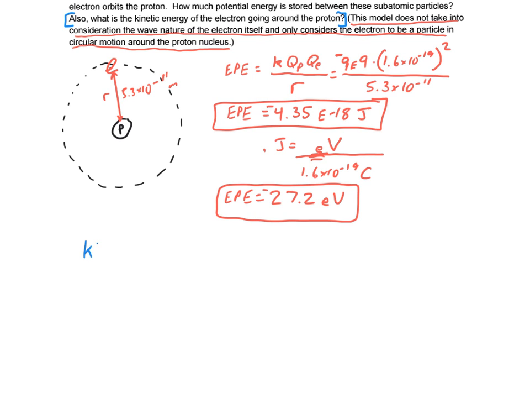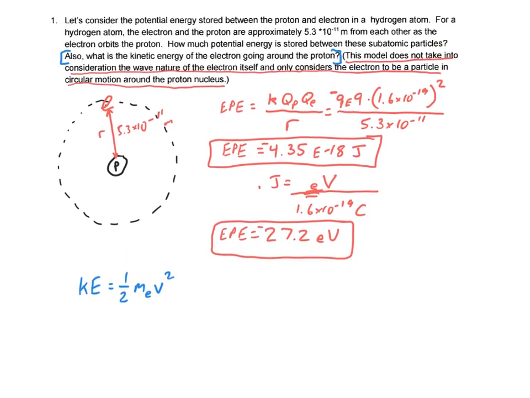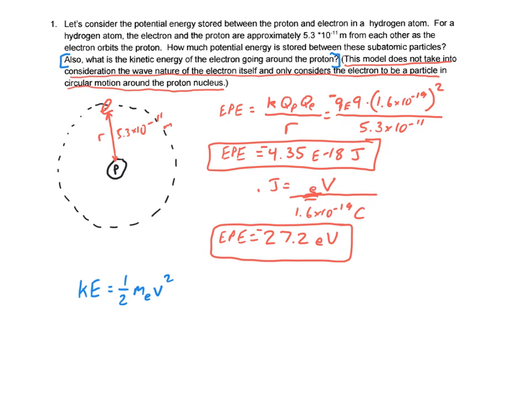So the kinetic energy, if the proton's not moving, will just be equal to 1/2 mass of the electron multiplied by the speed of the electron squared. We don't have the speed of the electron, kind of. It's why I included the statement about the circular motion. How does that help us? It helps us because of forces.